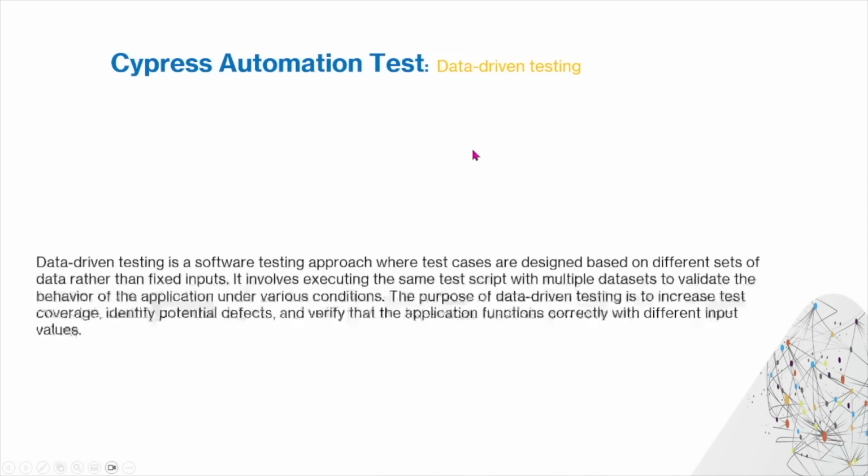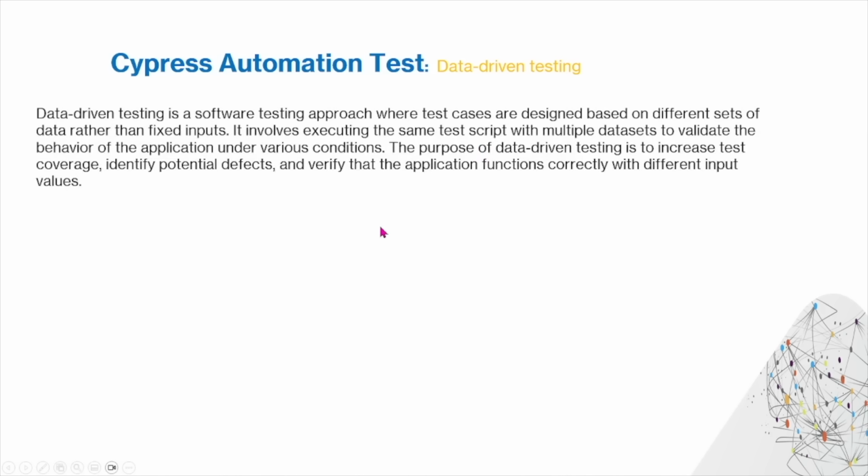In today's video, we're going to talk about data-driven testing with Cypress Automation Testing. So data-driven testing is a software testing approach where test cases are designed based on different sets of data rather than fixed inputs. It involves executing the same test script with multiple data sets to validate the behavior of the application under various conditions. The purpose of data-driven testing is to increase test coverage, identify potential defects, and verify that the application functions correctly with different input values.